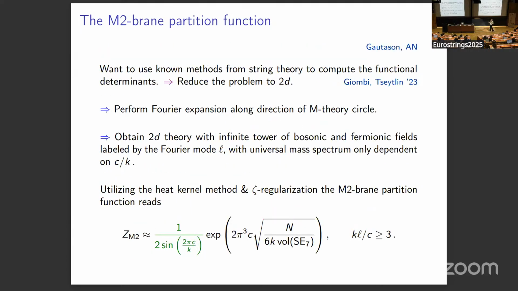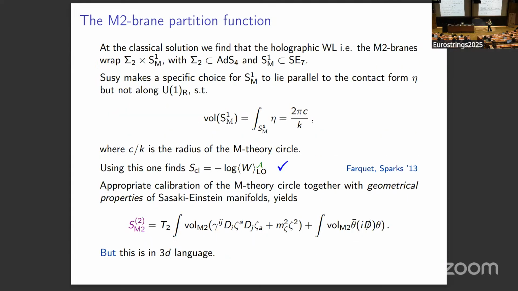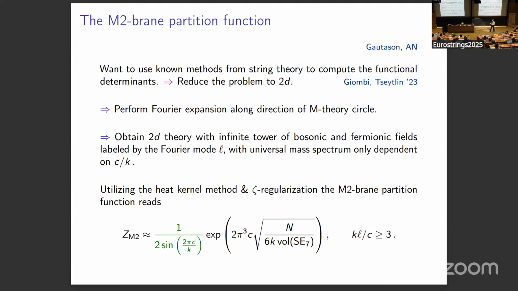Now, inspired by this Beccaria and Tseytlin paper from 2023, we can use their techniques in order to reduce the problem to 2D, because we want to use known methods from string theory in order to compute, right? Because we have some quadratic operators that are acting on your fields. You want to get the functional determinant from them. You want to evaluate this. How do you do this? You can do this in 2D language. This is a well-known thing.